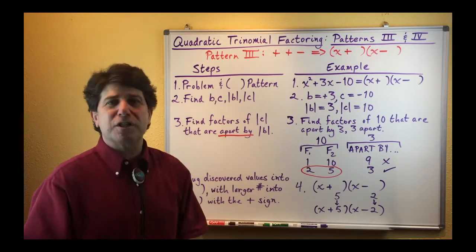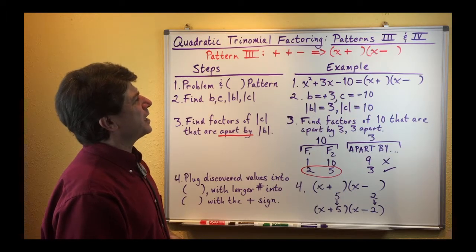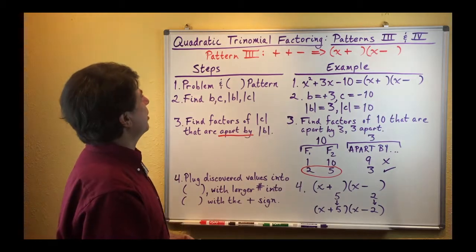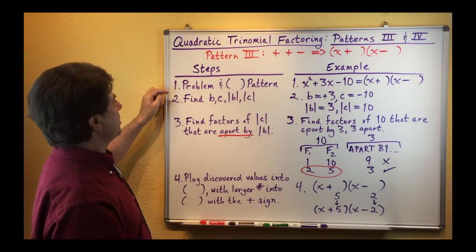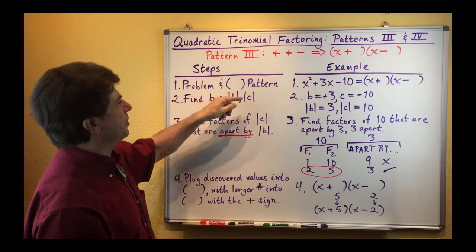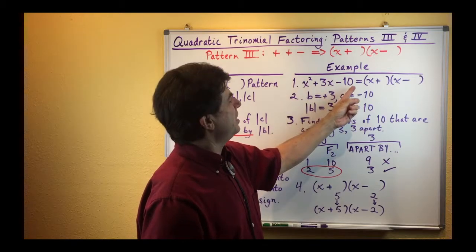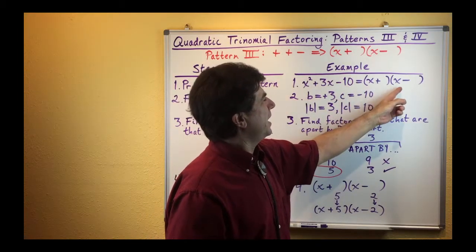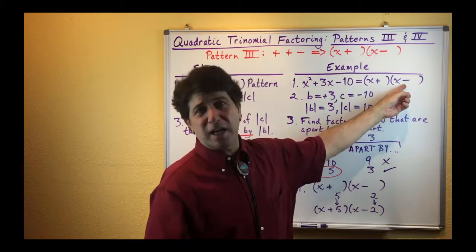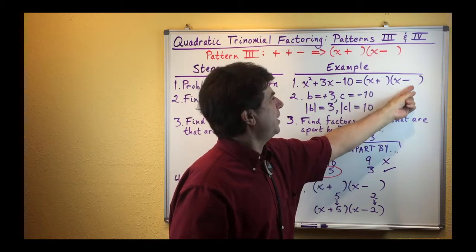Now we're going to go through the steps for factoring this trinomial as a model of the positive, positive, negative form of a quadratic trinomial. The first step is that we show the problem and the parentheses pattern. Here's our problem, x squared plus 3x minus 10, and our pattern for factoring it: x plus in one parentheses, x minus in the other. All we're trying to do is find out what numbers go right here and right here.